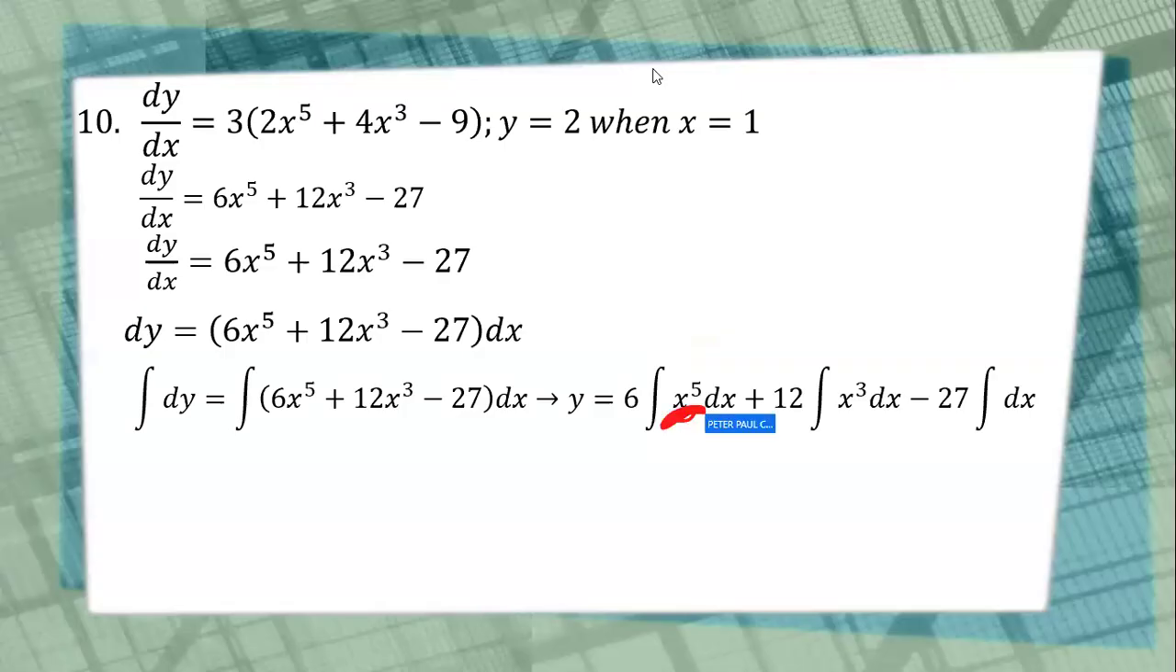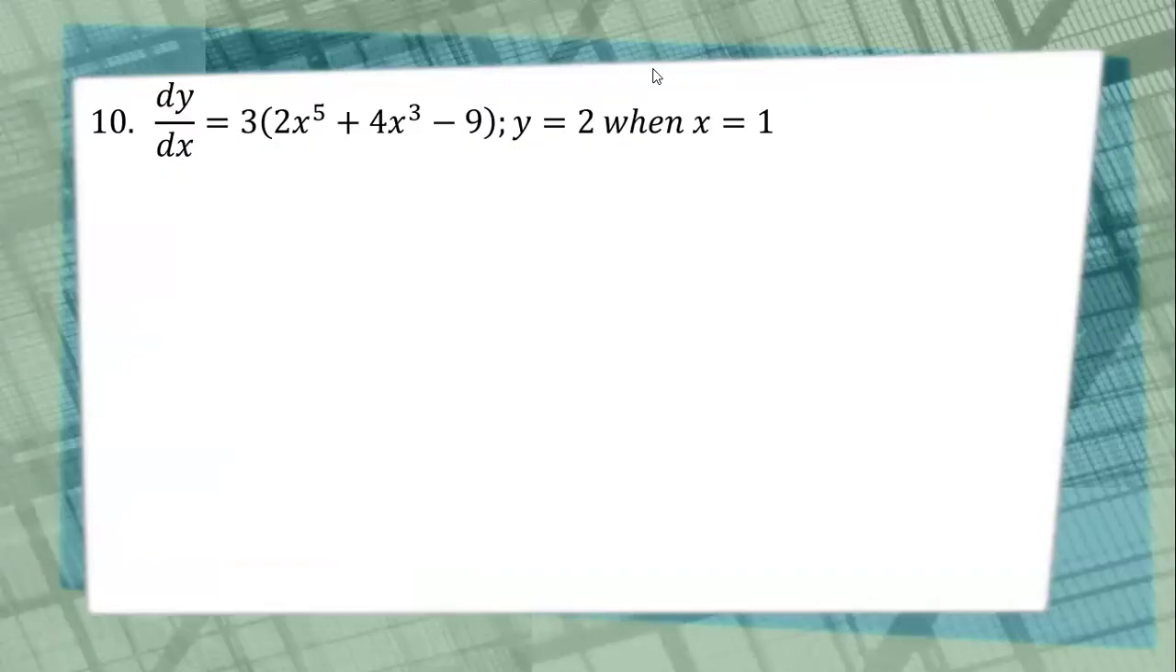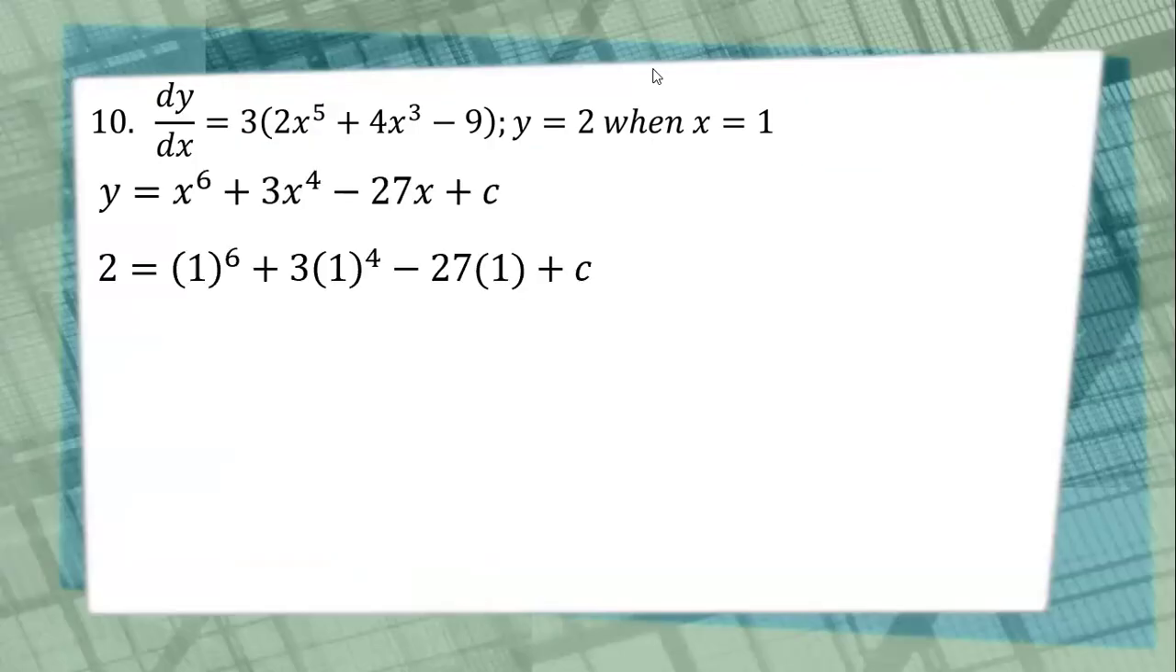And x cubed is x to the 4th over 4. And this becomes -27x. Like that one. Simplify. 6 over 6 and then 12 over 4. That becomes x to the 6 plus 3x to the 4th minus 27x plus c. This is now your general solution. After getting the general solution, we can now use the initial conditions y is equal to 2 and x is equal to 1, so that we could find the c value.